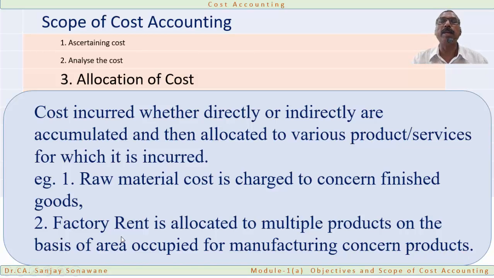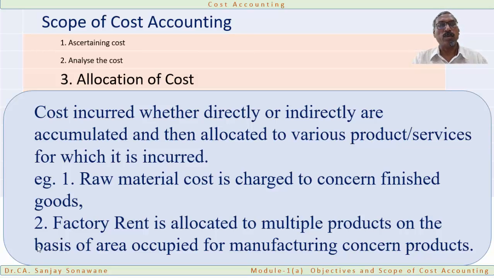you are learning in departmental accounts also. Factory rent is paid, and products X, Y, and Z are manufactured. Let us say the area occupied by them is 40 square meters, 30 square meters, and 30 square meters. Then we'll allocate the cost in a 4:3:3 ratio. We cannot say that the factory rent is not for X. We cannot ignore it. We have to find out the allocation. Let us say 40 square meters, so accordingly, let us say 4,000 is the cost which will be allocated to product X. Now this process is called allocation of cost.